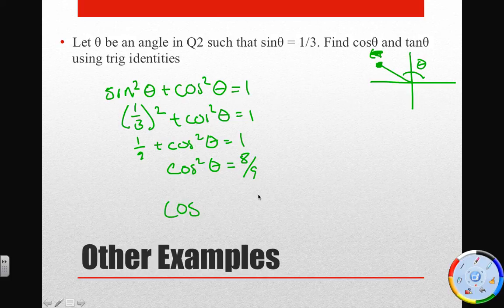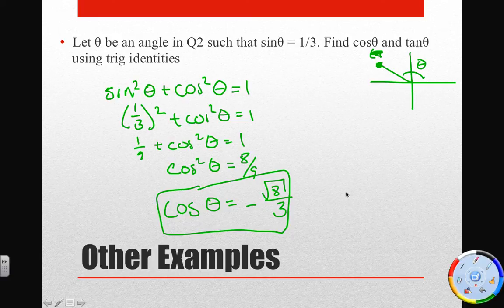So here's why what we just did is really important. If I square root this number, I get plus and minus square root 8 over 3. I square rooted the 9. Now the thing is, it can't be both numbers. Here is why it's important to understand quadrant 2. In quadrant 2, cosine is negative, so it can't be the positive version. So the answer is strictly the negative answer.